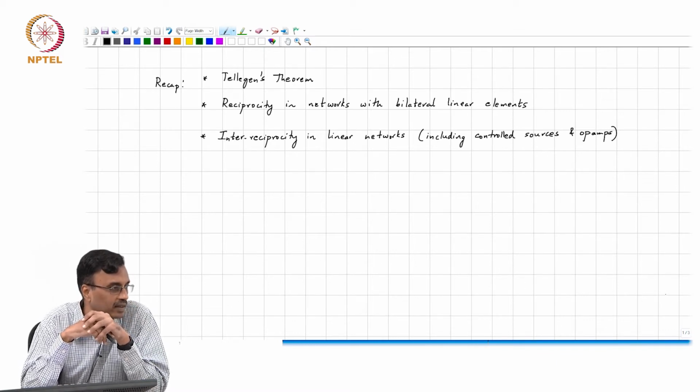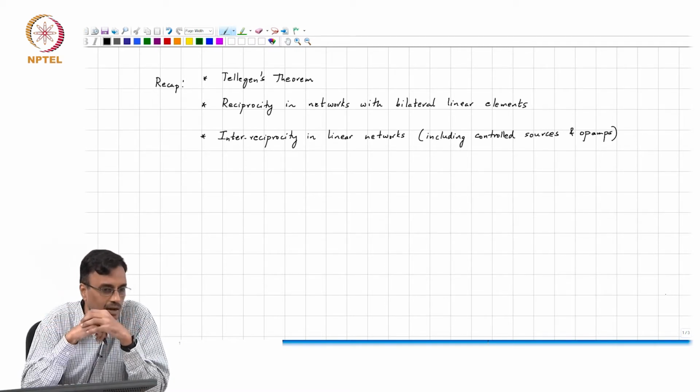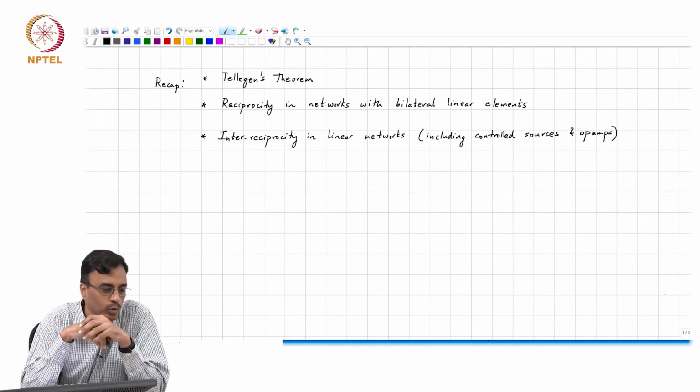And this is immensely useful in practice, simply because you are now in a position to find multiple transfer functions to a single output, either voltage or current, in one shot, without having to rerun the computation again and again. And as I was mentioning yesterday, this is routinely done in all circuit simulators, whether they are doing noise analysis or transfer function analysis.